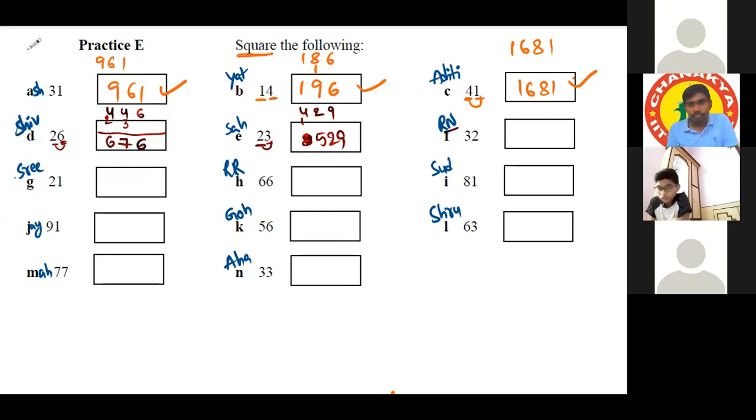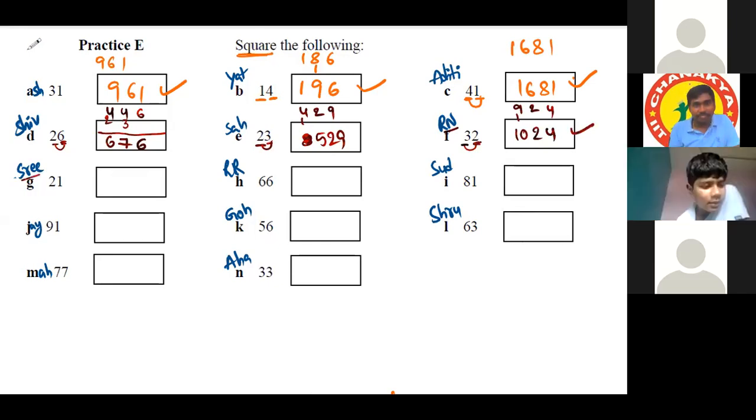Then Ritvik. Sir, can I start? 3 into 3 is 9. And then duplex of 32 is 12. First do 3 into 2 and then double it. 3 into 2 and double is 12. Correct. And then 4. The answer is 1024.